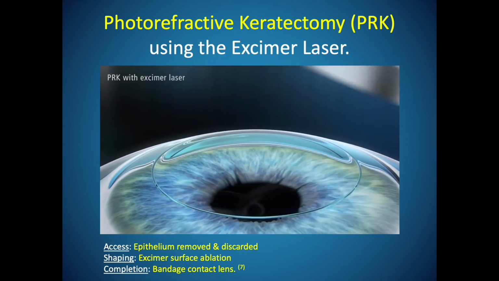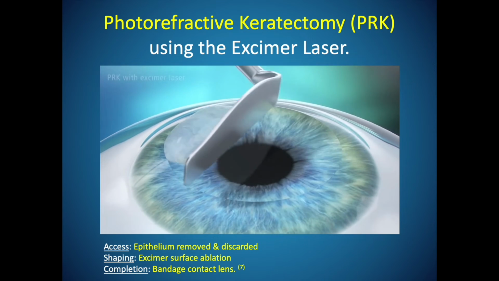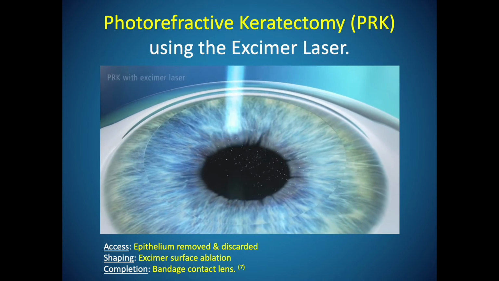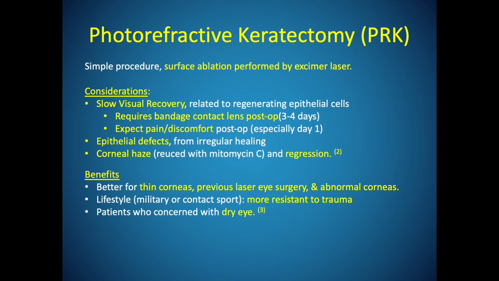PRK is a two-step process, first involving the removal of the corneal epithelium, then ablation of the central corneal stromal bed by the excimer laser. A disposable bandage contact lens is placed over the top for protection during the recovery period. PRK is an older technique utilizing the excimer laser.